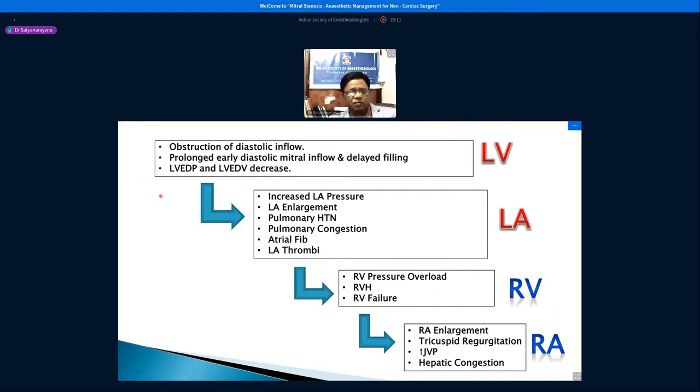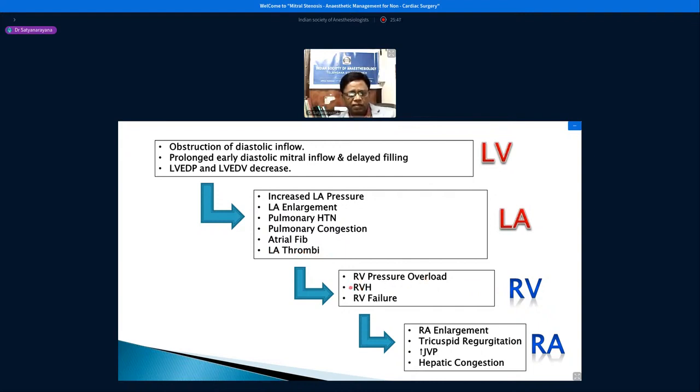Let us see what the changes are in the left atrium. Because of obstruction to the flow, there is a constant increase in the left atrial pressure, followed by left atrial enlargement. The pulmonary hypertension leads to pulmonary congestion, and because of the constant increase in LA pressure and enlargement, the contractility of the left atrium is lost, which predisposes to atrial fibrillation. This atrial fibrillation again predisposes to formation of LA thrombus because of stasis of blood in the LA.